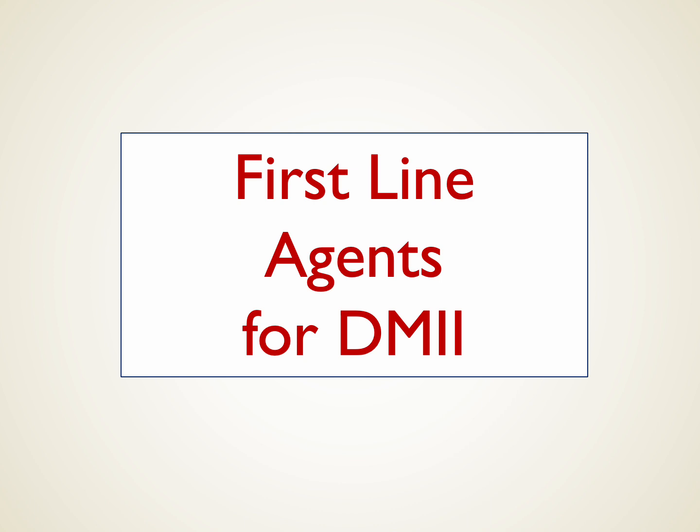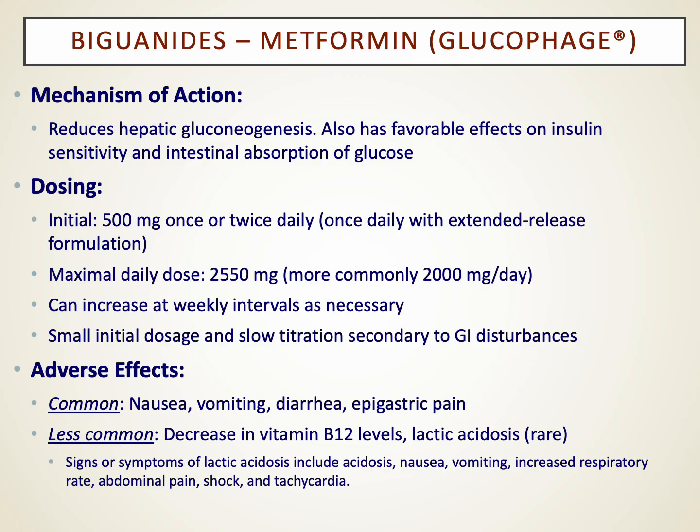So of the first line agents, almost everyone has historically started on metformin. So let's start with metformin. Metformin's been around for a couple of decades. It works to reduce hepatic gluconeogenesis. It has some favorable effects in insulin glucose sensitivity, in the intestinal absorption of glucose. It's available orally.